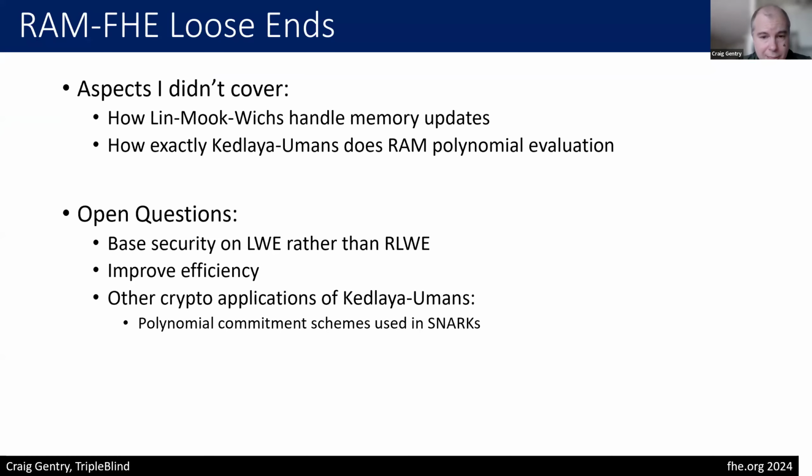And also, this Kedlaya-Ullmann trick is kind of interesting. Given that we now know that you can preprocess polynomials to evaluate them unusually fast, it seems like this could have other applications in crypto. One thing that comes to mind is polynomial commitment schemes used in SNARKs. But still, we would have to get the efficiency, because even Kedlaya-Ullmann's technique has its overheads. So it'd be nice to get those down.